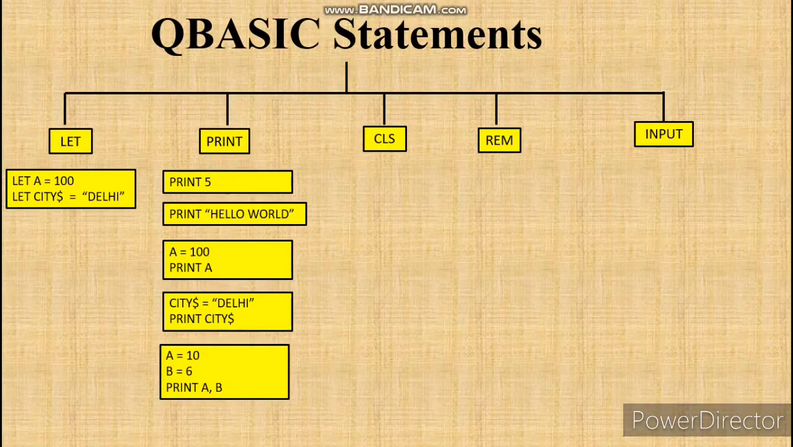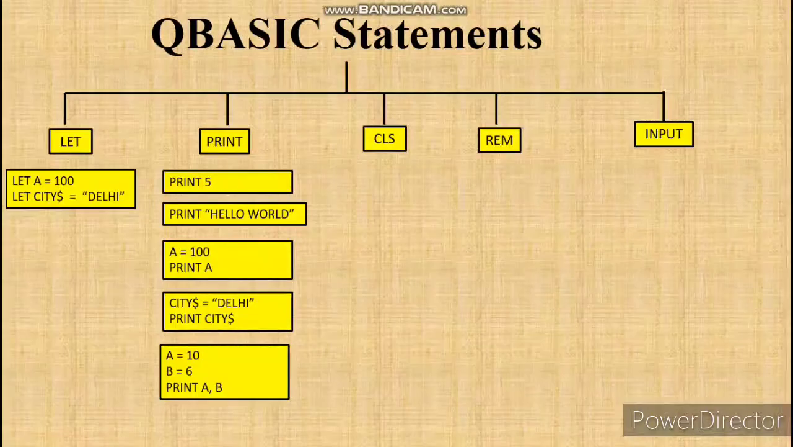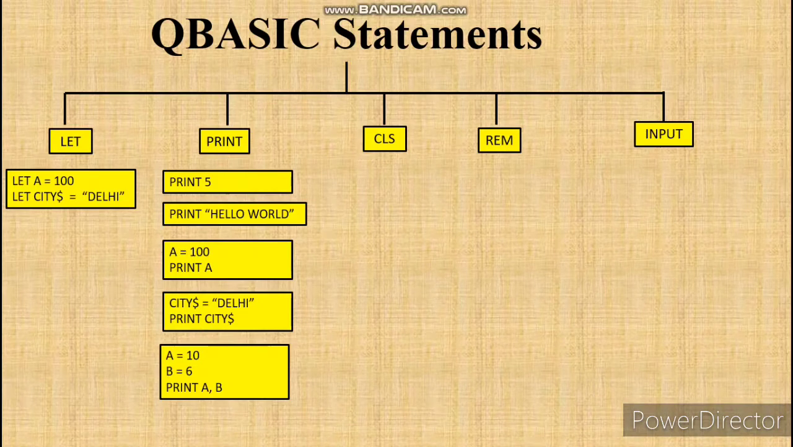So these are the 5 statements in QBASIC: let, print, cls, rem, input. I repeat once again. The LET statement is used to assign a value to a variable. The PRINT statement is used to display a number, message, or value of a variable. The CLS statement is used to clear the screen. The REM statement is used to give remarks or comments to a program. The INPUT statement is used to take input from the user.